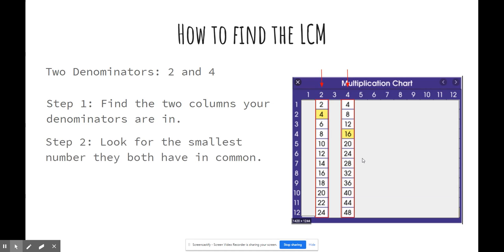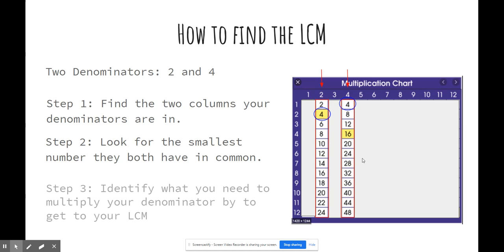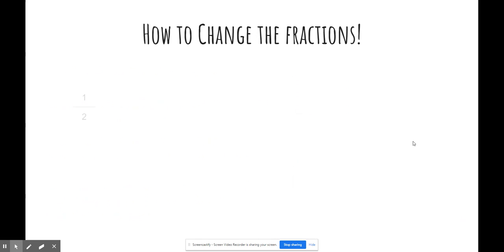Our next goal is to identify the smallest number that is in both columns. Okay. Now, that doesn't just mean that we pick the smallest number in the column. It has to be in both 2 and 4. And in this case, it is the number 4. Now we have to figure out, well, how do I go from 2 to 4? In this case, it's 2 times 2, or 4 times 1, right? So we know we need to multiply. We found our LCM. Now we can fix our problem.